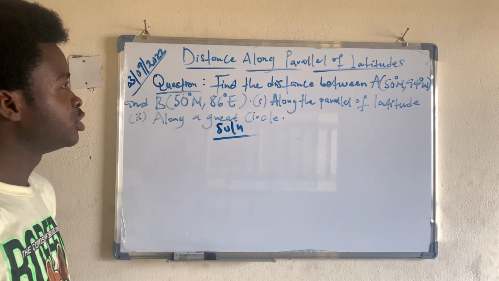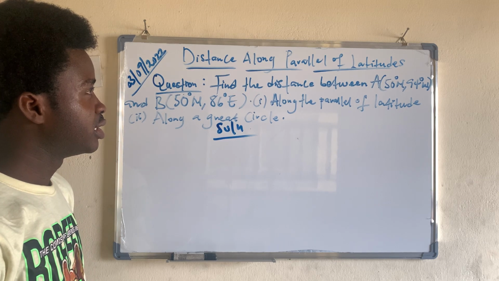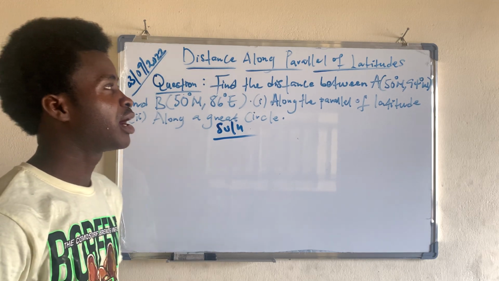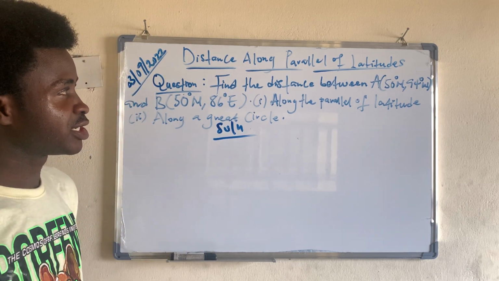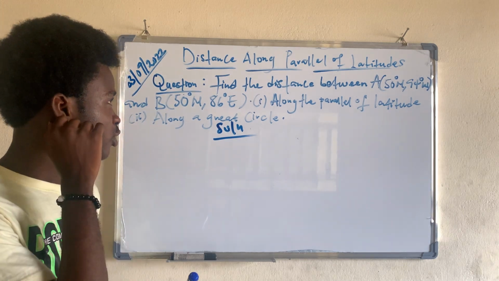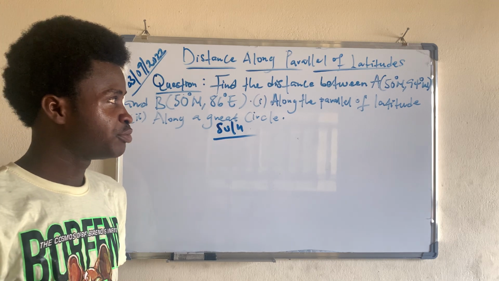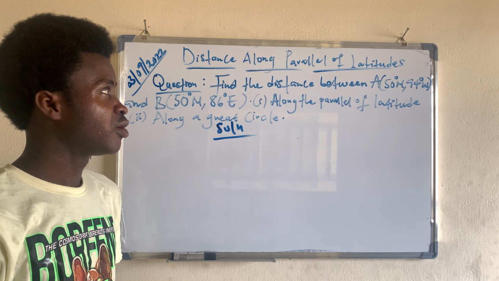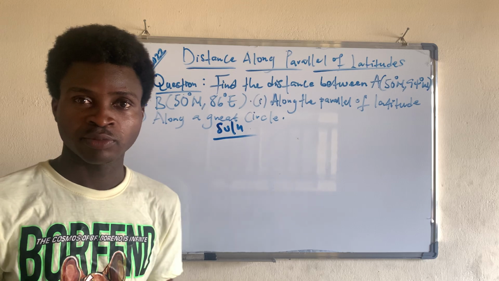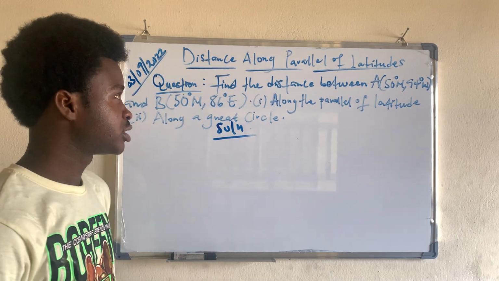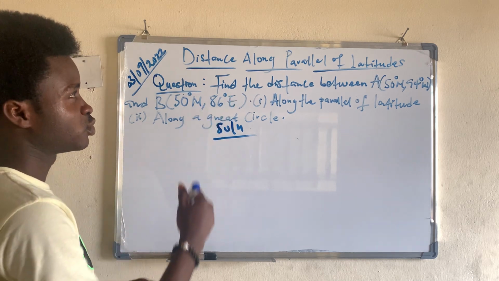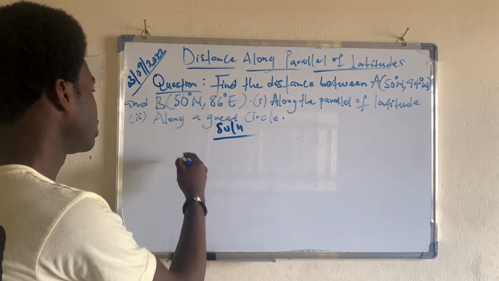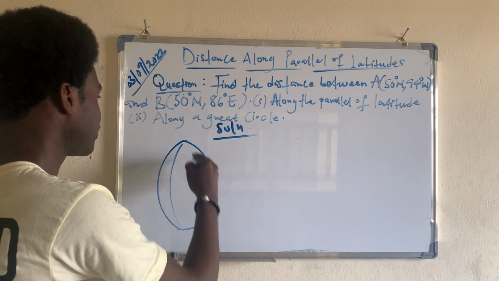Before I go into this question, I want to tell you that the ways we find distance along a parallel of latitude and along a great circle are two different ways. If you followed the previous classes, you would have seen how we find distances along a great circle. But today we have to discuss how to obtain distance along a parallel of latitude. First, if I have a sphere, the Earth as a sphere, we have something like this.